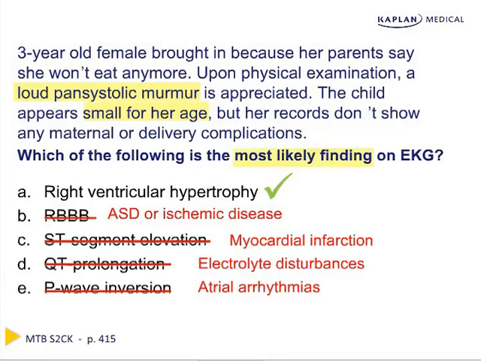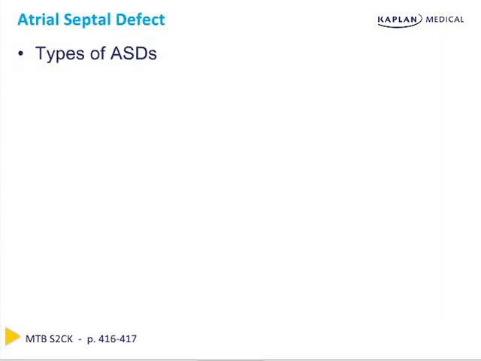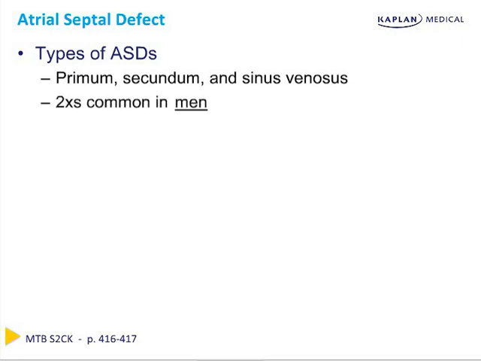Well, some of these, if not all of these, are possible. The question is what's most likely, and we know for sure that RVH happens in those with long-term left to right shunts in VSDs. Now, there are 3 types of ASD. There's primum, secundum, and sinus venosus. They're more common in males, and the most common type of ASD is secundum.